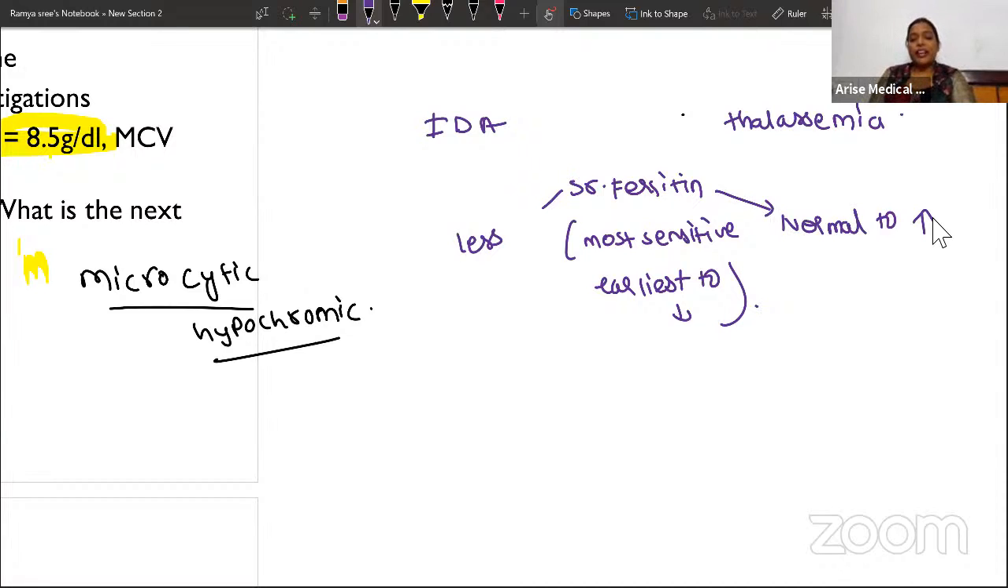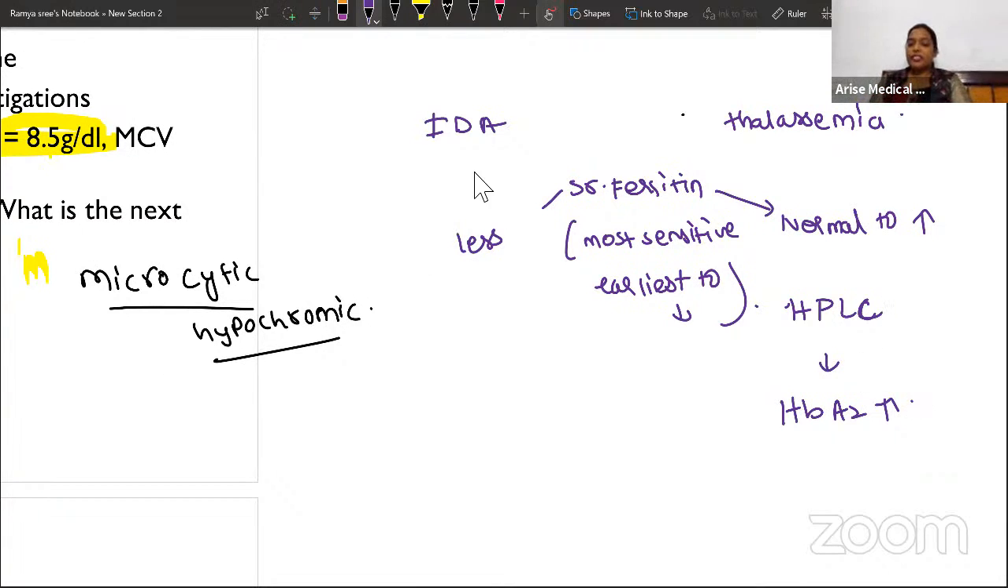Other way of differentiating iron deficiency and thalassemia, anything else, you know? Yes, you have red cell distribution width, Mentzer's index. Those are all other ways, okay? How do you confirm thalassemia? Confirmation of thalassemia is by high performance liquid chromatography. When you do high performance liquid chromatography, you will see HbA2 increased.